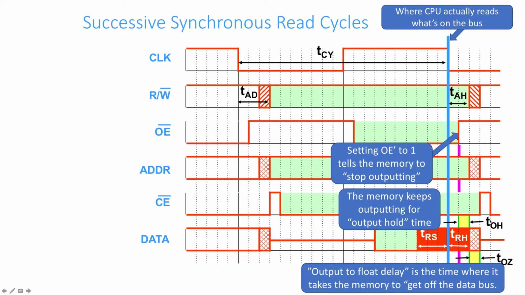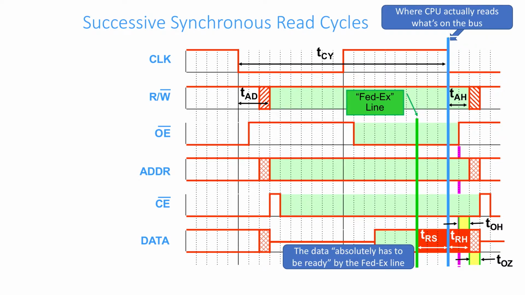After the memory's hold time is finished, it will start transitioning the data bus. It will start turning it into the high impedance state because it doesn't know yet whether the next operation is going to be driven by the CPU or by the memory. It doesn't know whether it's a read or a write that's happening next. So it needs to get off of the bus and allow the bus to be driven either by itself or by the CPU, depending on what we want to do on the next cycle. And that amount of time takes TOZ, or output float delay time. And again, these are just parameters associated with memories.